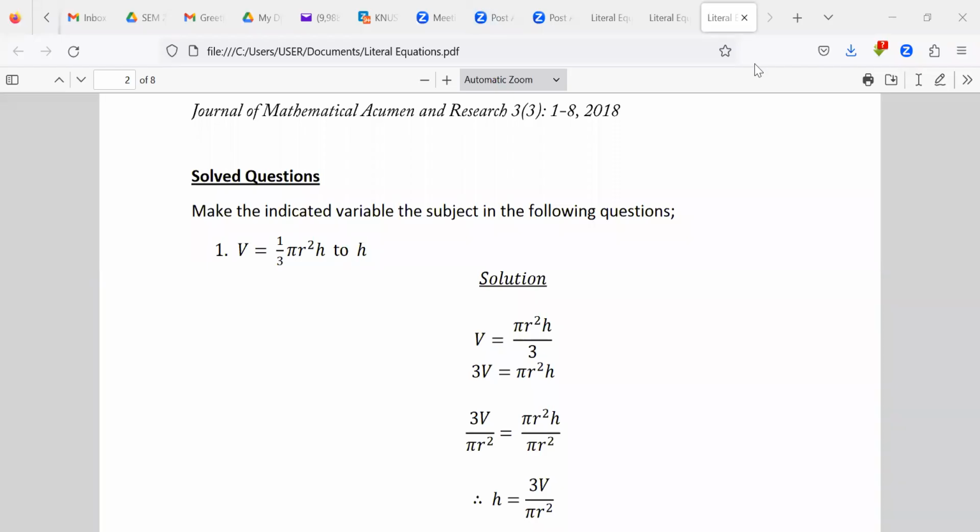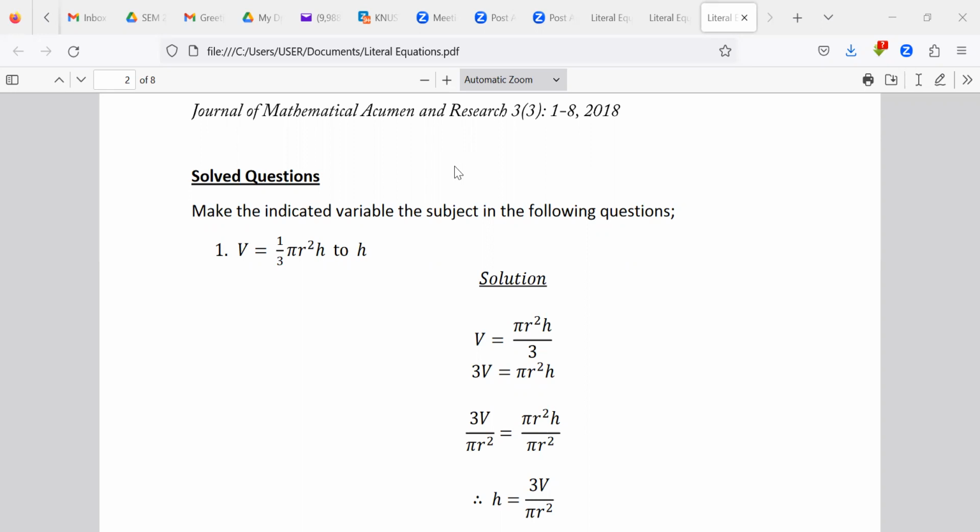Today, we want to look at literal equations and how we can solve them. So this is a step-by-step process of how one can tackle literal equations, or what we call change of subject. And this can be found in the Journal of Mathematical Acumen and Research, where I published it with one of my students, Emmanuel Carlton, now in the United States of America.